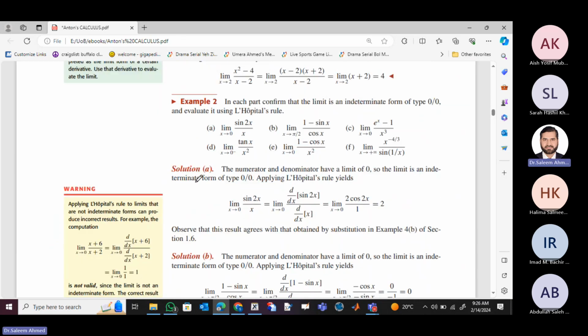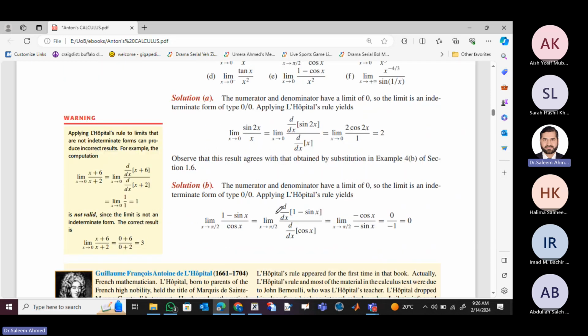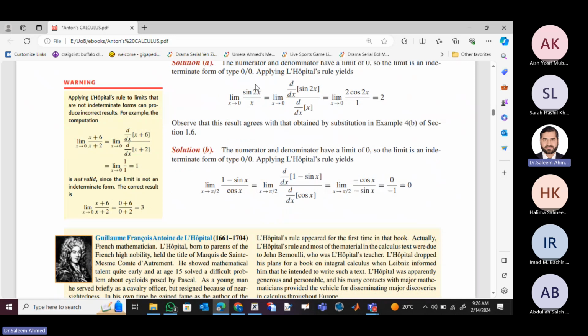So see all these examples, you can see they all use L'Hopital rule, very simple. Take the derivative up and down, replace. You see here, we replaced sine 2x by its derivative, x by its derivative. So if you have practice, you can directly write this. But it's the first time, so he's replacing before that the derivative of sine 2x, which is 2 cos 2x, and then the derivative of x, which is 1. So now if you replace the values, you got the answer.